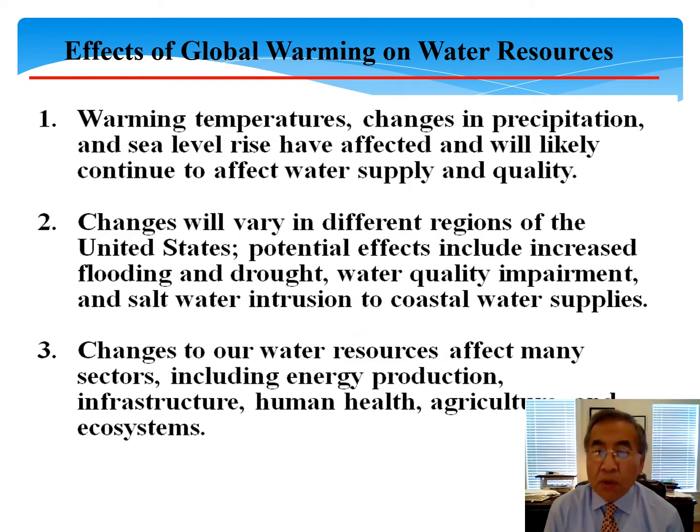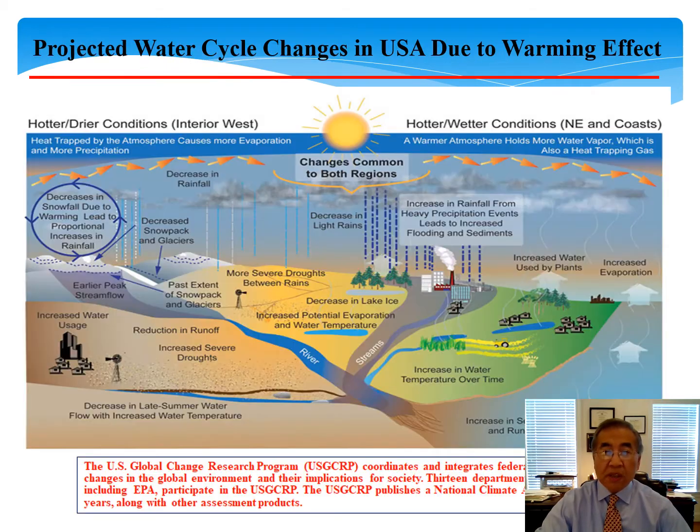Now the global warming effect does affect our daily living on the earth. Increased sea level will affect our water supply, and it will also increase flooding and create drought situations. That's what creates water quality impairment. Since this affects our water resource, not only quantity but quality, it will also affect our daily activities such as energy production, infrastructure, construction, human health, and also agricultural ecosystem.